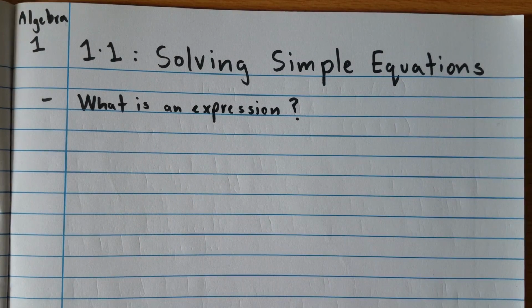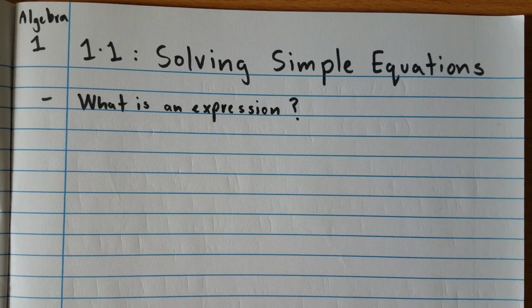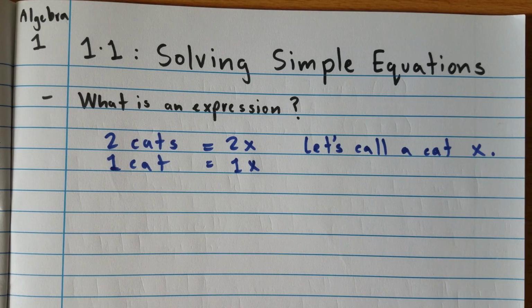So what is an expression? Well, an expression is something that expresses something. Like if you want to represent a cat by one amount, you'd call it 1x, if the cat is known as x. If you're talking about two cats, then it would be known as 2x. So I'll just write some notes here which will describe what I mean.